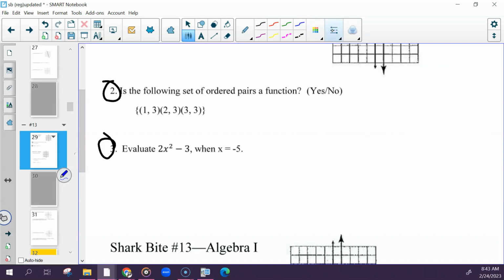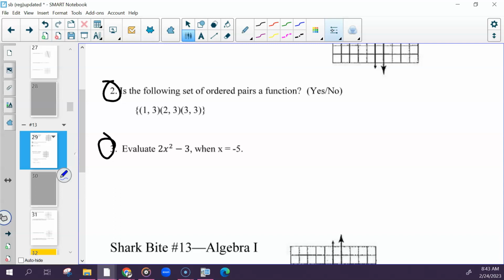And for the future, I may have said this in the past, so I don't remember. If, while you're working on SharkBite, you want to try these in Desmos, feel free to do that, because many of these can be solved using Desmos. Right? 2 is not one of those. You have to know what this is talking about.